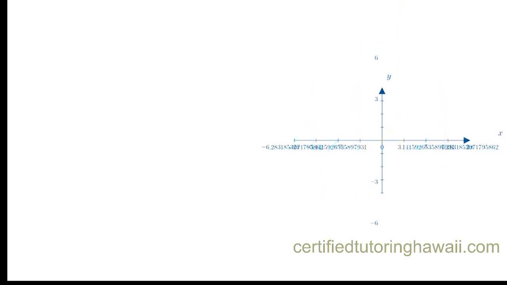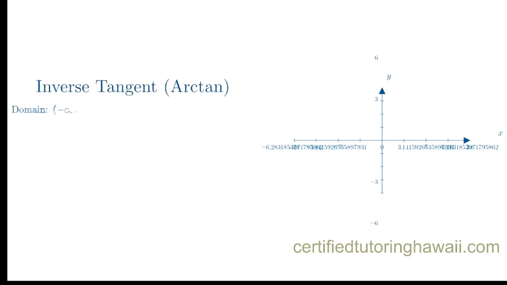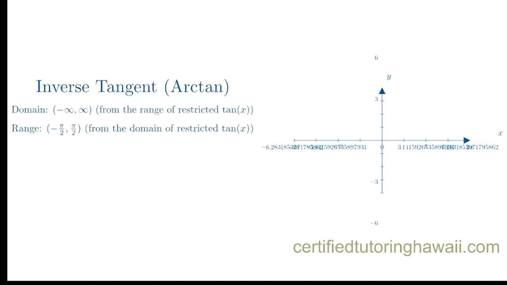We can now define its inverse. This inverse is the arctangent function, written as y equals arctan x, or y equals tan inverse x. By switching the domain and range, we get the properties of the arctangent function. The domain of arctan x is all real numbers, from -infinity to infinity. The range of arctan x is the open interval from -pi over 2 to pi over 2. This is the same range as arcsine, but with the endpoints excluded. So, an arctangent's output is always an angle strictly between -90 and 90 degrees.